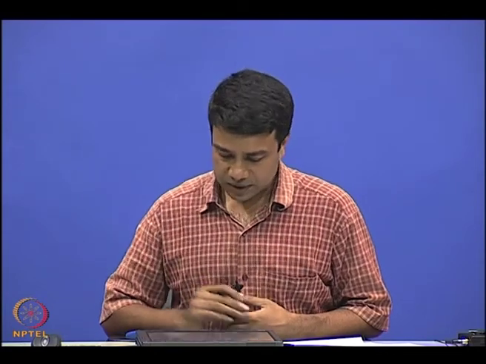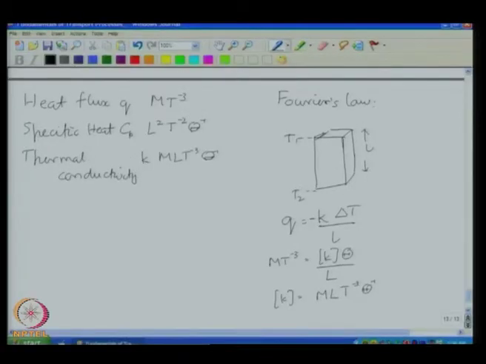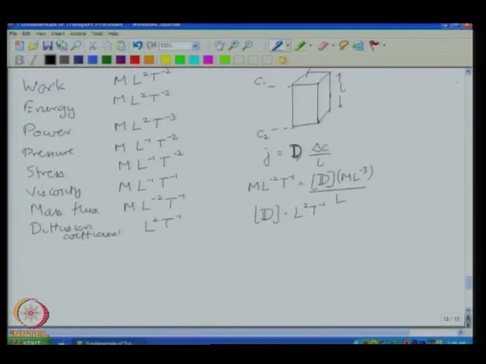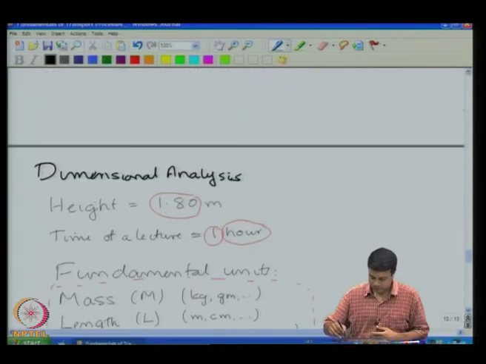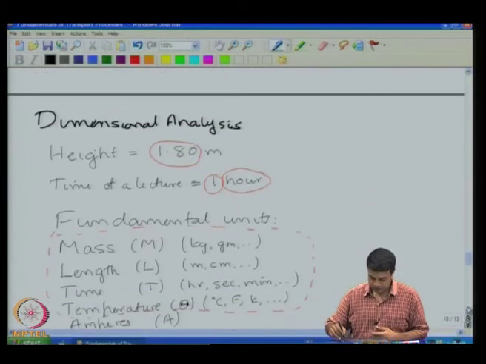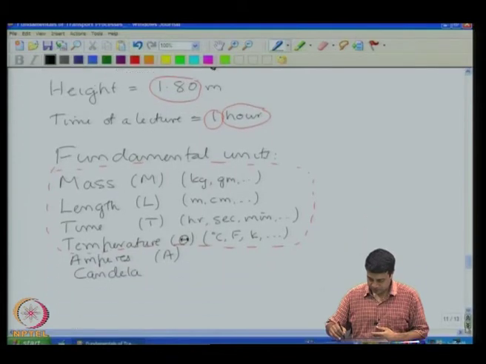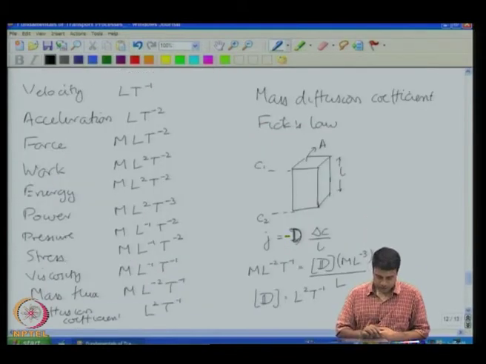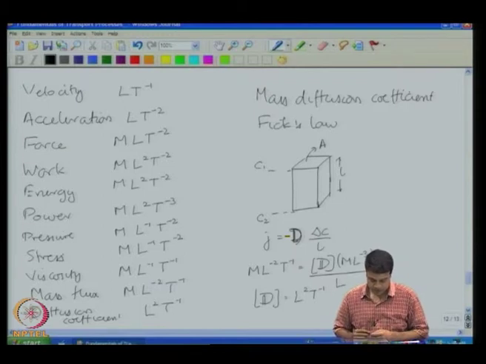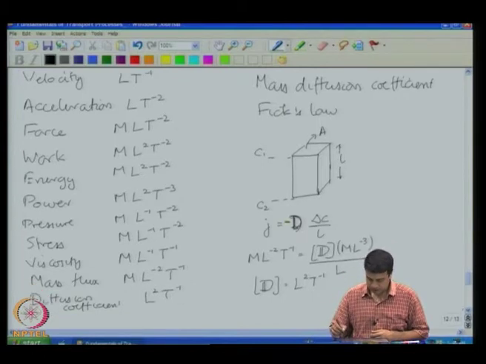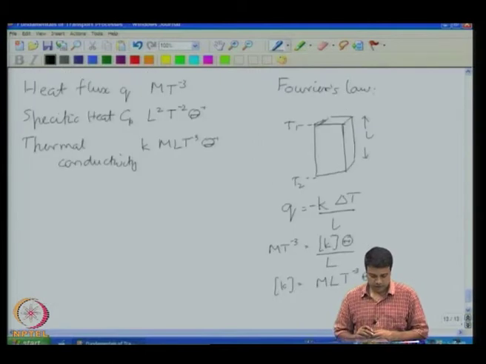Now, we have listed out the dimensions of various quantities, both for mass transfer, heat transfer and momentum transfer. In the case of momentum transfer, the important quantities are mass, length, time, as well as the pressure, stress, viscosity. Mass flux and mass diffusion coefficient are two important quantities for mass transfer, as well as concentration difference. And for heat transfer, I have heat flux, the specific heat, and the thermal conductivity. So now, how do we use this to simplify our problems?